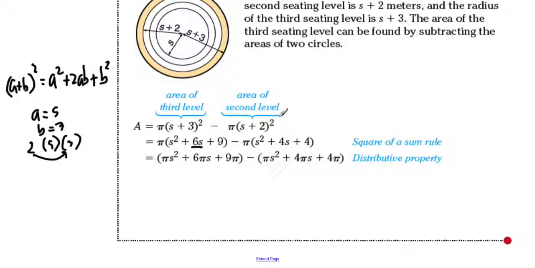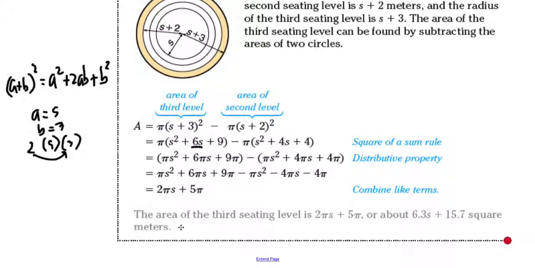Okay, so let's use this. This is a negative one, which you will distribute to all three terms. Okay, and that's how you end up with pi s squared plus 6 pi s plus 9 pi minus pi s squared minus 4 pi s minus 4 pi. And then we simply combine our like terms. We now have 2 pi s plus 5 pi. So the area of the third seating level is 2 pi s plus 5 pi.